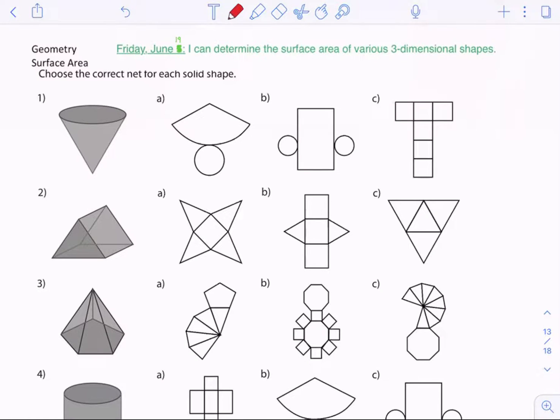Good morning, everybody. Today is Friday, June 19th, your last day of geometry class. Today's lesson, I think, is really fun.